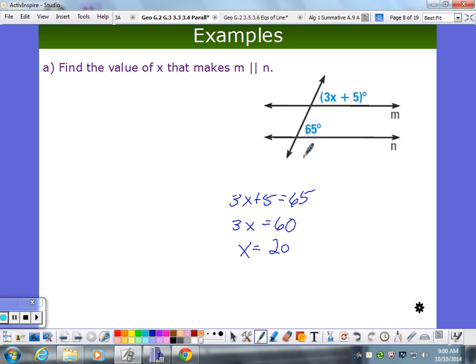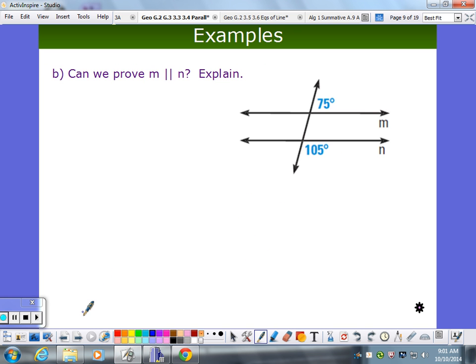20, right? So it's the same process. It's a slightly different thought process. Okay, if x is 20, then the lines will be parallel. That's what this is saying. What else we got here?